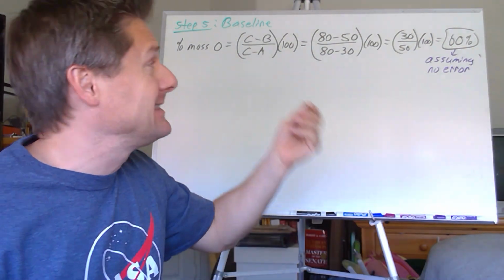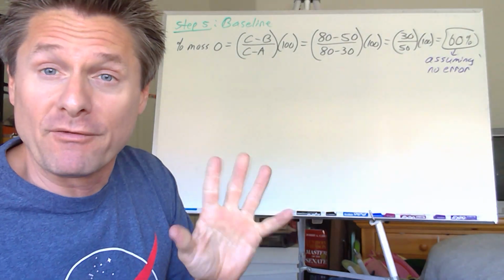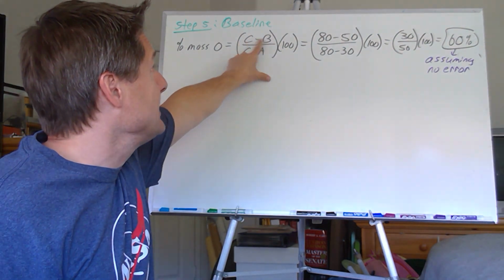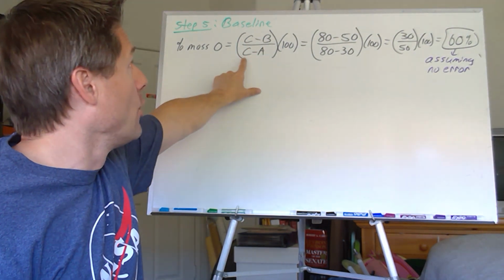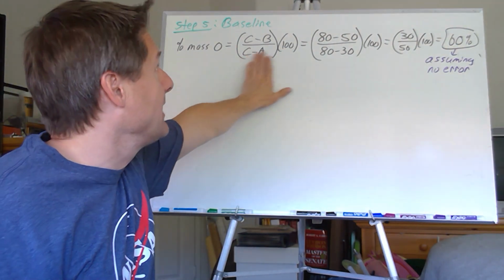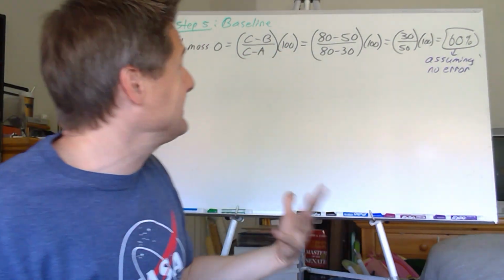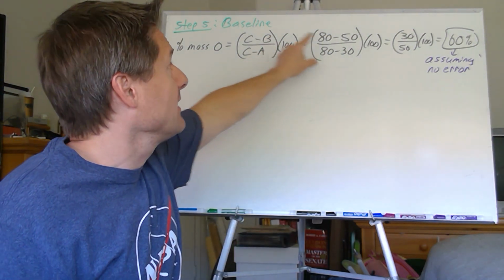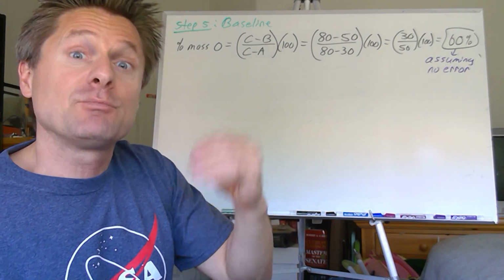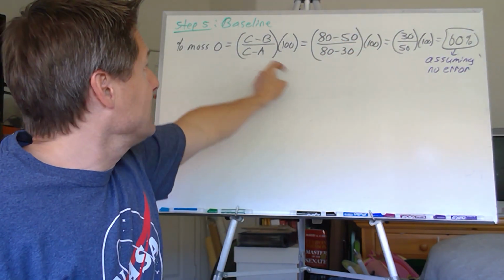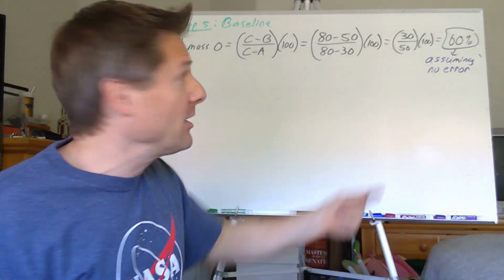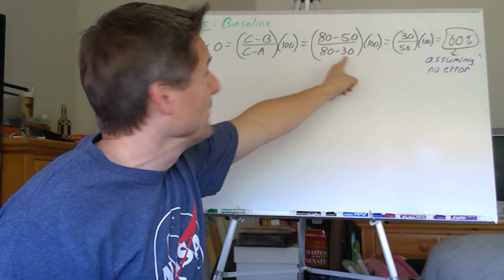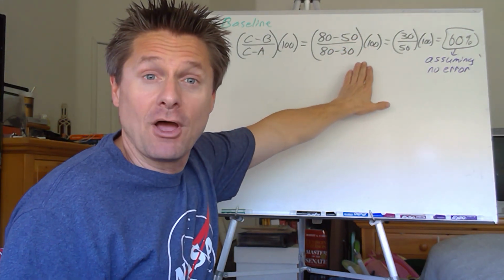Remember, the baseline is the value assuming no error, a perfect experiment theoretically. So we set up our equation for the percent mass of oxygen in rust as C minus B, the mass of the oxygen, over C minus A, the mass of the rust, times 100. We assigned C, the largest value, 80. That was the empty dish plus the rust. We assigned B, the mass of the empty dish plus the iron, a value of 50. And we assigned A, the empty evaporating dish, a value of 30 because we ranked them properly. So we get 80 minus 50 in the numerator, 80 minus 30 in the denominator, times 100 to convert it to a percent.